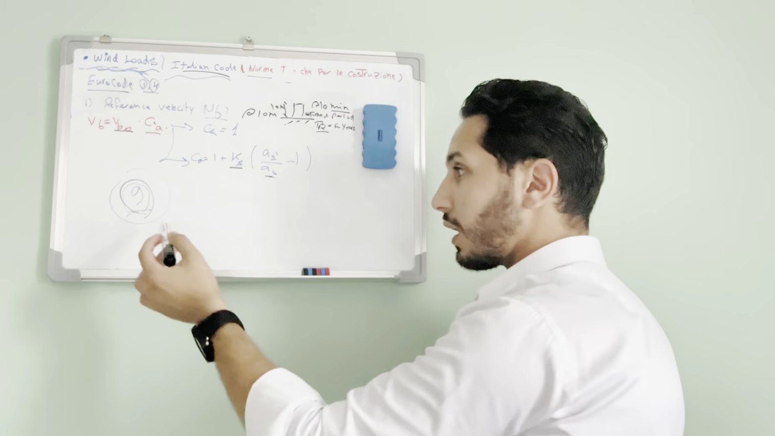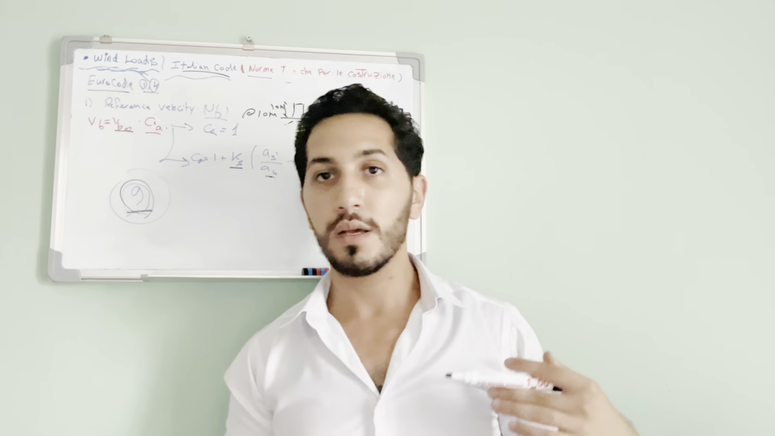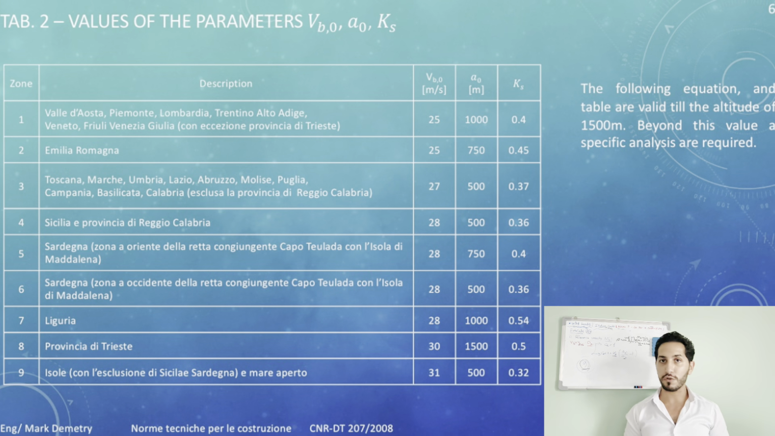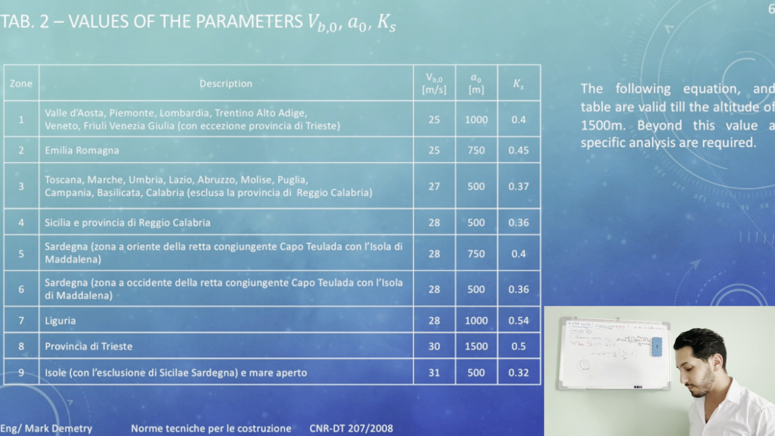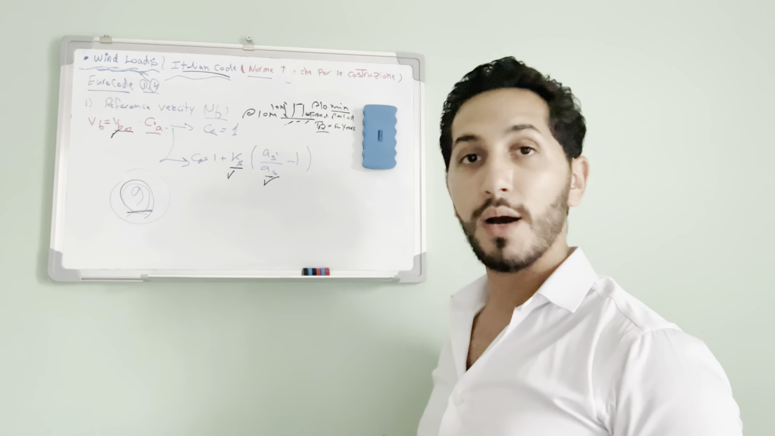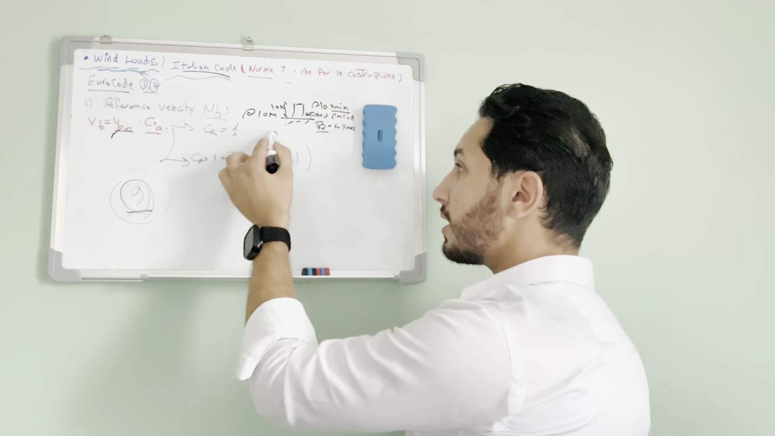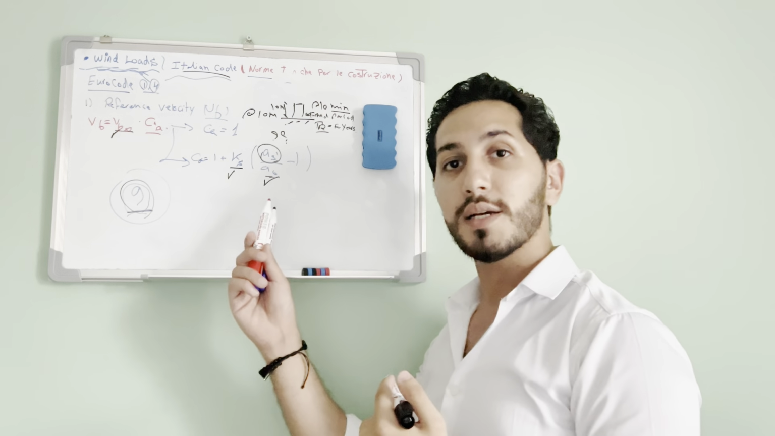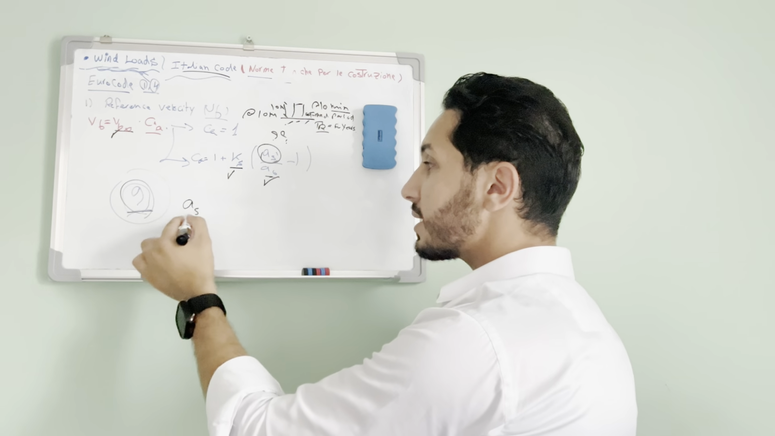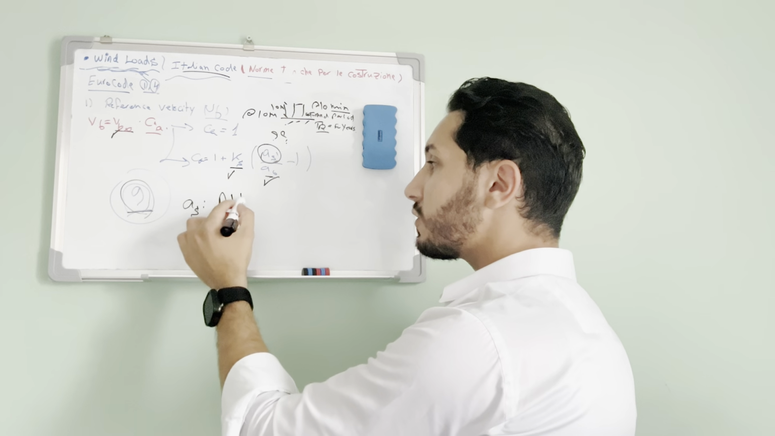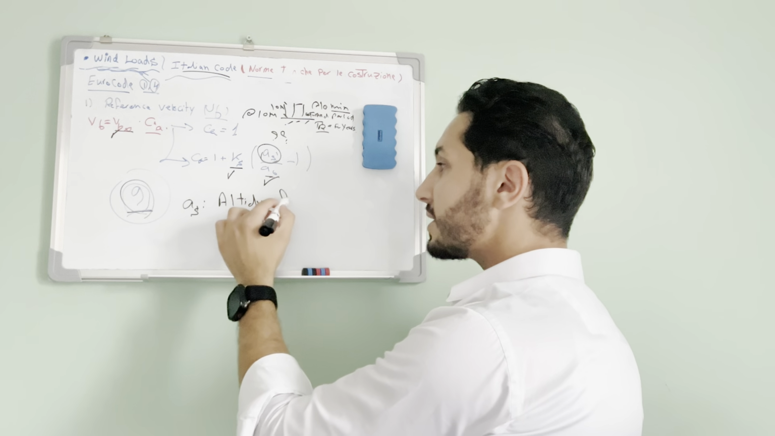So if we know the zone, you can see in the picture or in the table in front of you that you can get VB naught and you can get A naught and you can get KS. So now we have this known, and this known. There's one more left unknown to sort out this equation. Yes, that's it. The AS is unknown. So now we don't know what AS is and how to get it. AS is nothing but the altitude from the sea level.